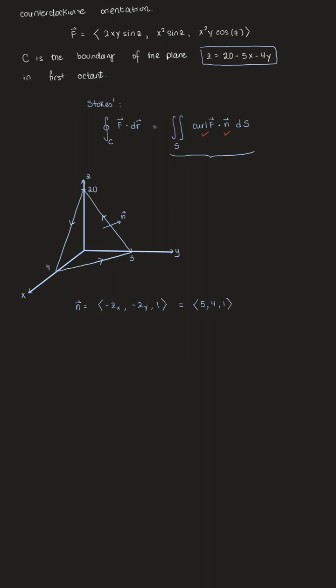Let's now find the curl of our vector field. We'll set up the cross product of del with our vector field F. Recall that del just takes partial derivatives of each component of a vector. And the components are 2xy sine z, this is our vector field, x squared sine z, and x squared y cosine z.